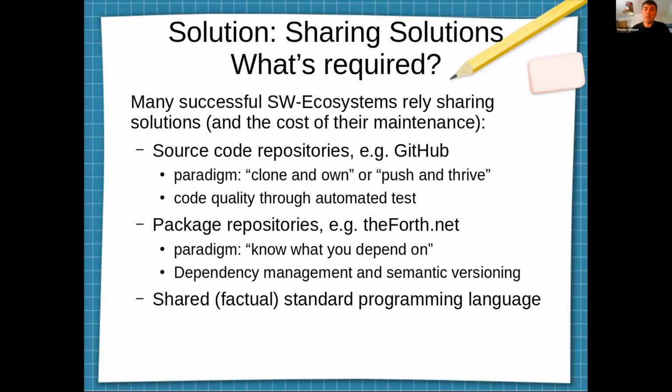The next thing is package repositories. So Ulrich showed the Forth.net. And there you have a different paradigm. Know what you depend on. So dependability of that is very important, but also things like dependency management and semantic versioning. There's also quite a skill set related to that. And then, of course, each of these ecosystems needs a shared factual standard programming language.